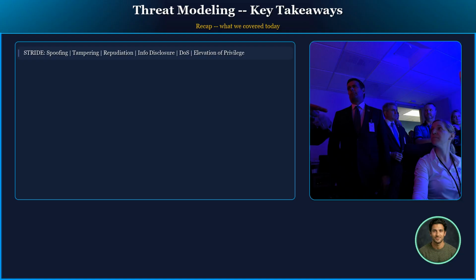Good work on the quiz. Let us close the loop on threat modeling. We started by asking how to find security flaws before attackers do, and every technique we covered today is an answer to that question from a different angle.